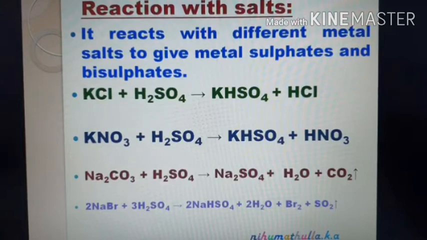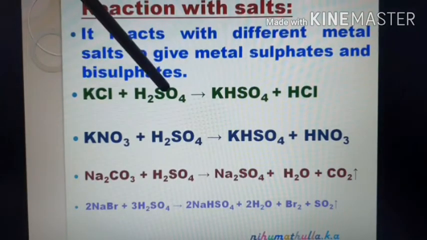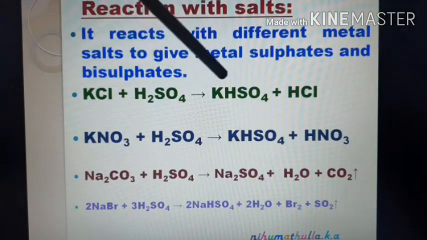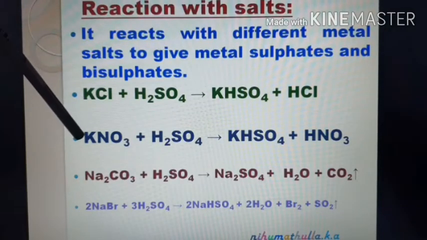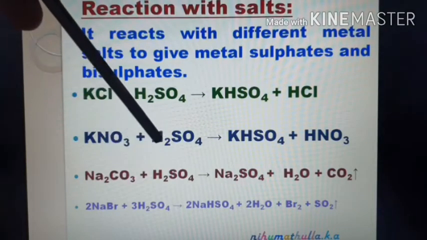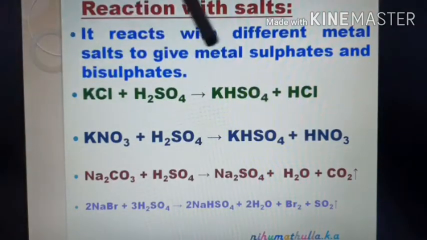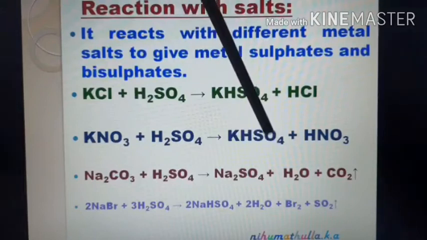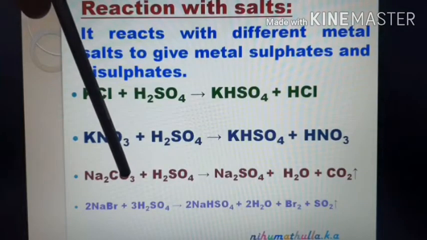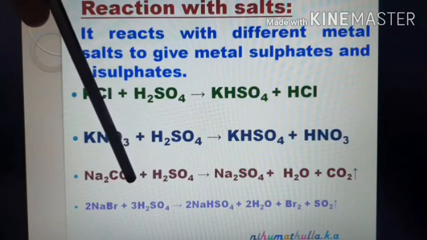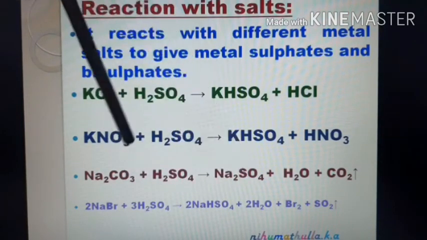KCl, potassium chloride, when treated with sulfuric acid, H2SO4, one HCl is removed and it gives potassium bisulfate, or potassium hydrogen sulfate. Potassium nitrate when treated with H2SO4, one H and one NO3 are removed as HNO3 and it gives potassium bisulfate. Sodium carbonate when treated with sulfuric acid, carbon dioxide and water molecules are removed, and it gives sodium sulfate.